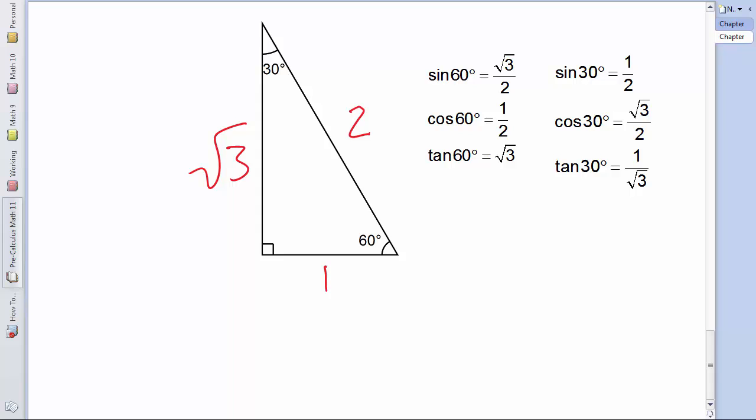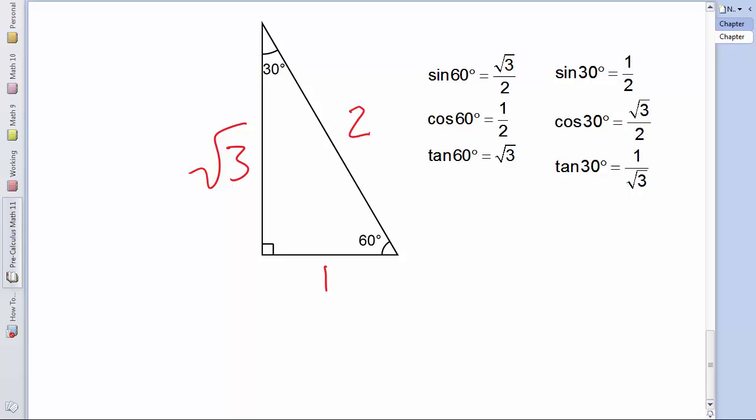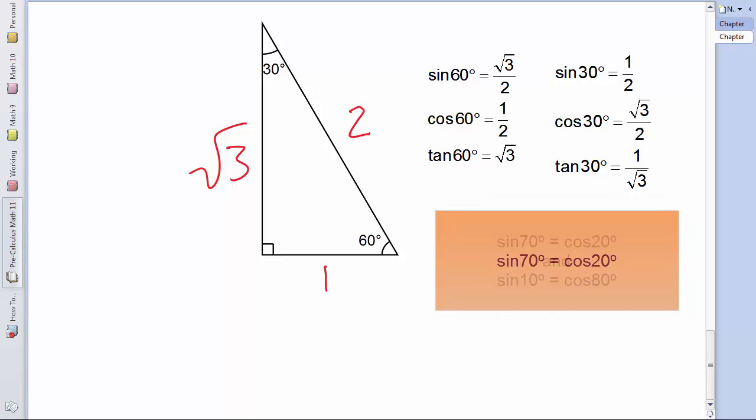Something else here to notice is that the sine of 30 and the cosine of 60 are equal. And this isn't just true in this special triangle. This is actually something that's true for any two angles that add up to 90 degrees. So without calculating, I can say with confidence that the sine of 70 is equal to the cosine of 20. And the sine of 10 is equal to the cosine of 80, etc.